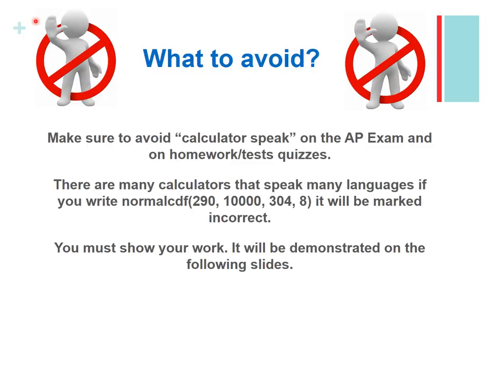Okay, make sure you show your work, and we'll go over the types of questions. When you're doing normal distribution calculations, please avoid calculator speak on the AP exam and on your homework, tests and quizzes. There are many calculators that speak many different languages. If you just write normal CDF, this is my lower bound, upper bound, my mean is 104, my 8 is my standard deviation, it will be marked wrong. You can't assume that the readers of the AP exam know what calculator you use. You must show your work, and it will be demonstrated on the following slides what work you'll need to show.